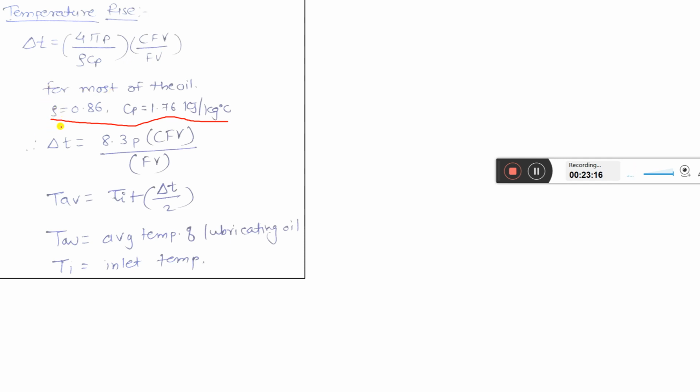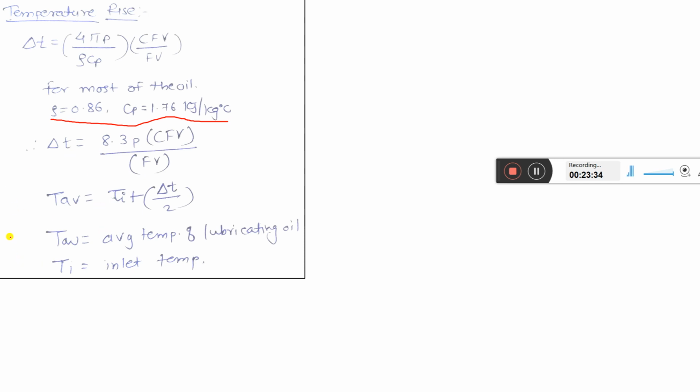But sometimes if these values are provided, then if we put these values in this equation, we will come to know that delta T is equal to 8.3 P upon Cfp upon Fp. That means if we put rho and if we put Cp, 4 pi upon Cp will give the factor 8.3 P upon Cfp upon Fp.